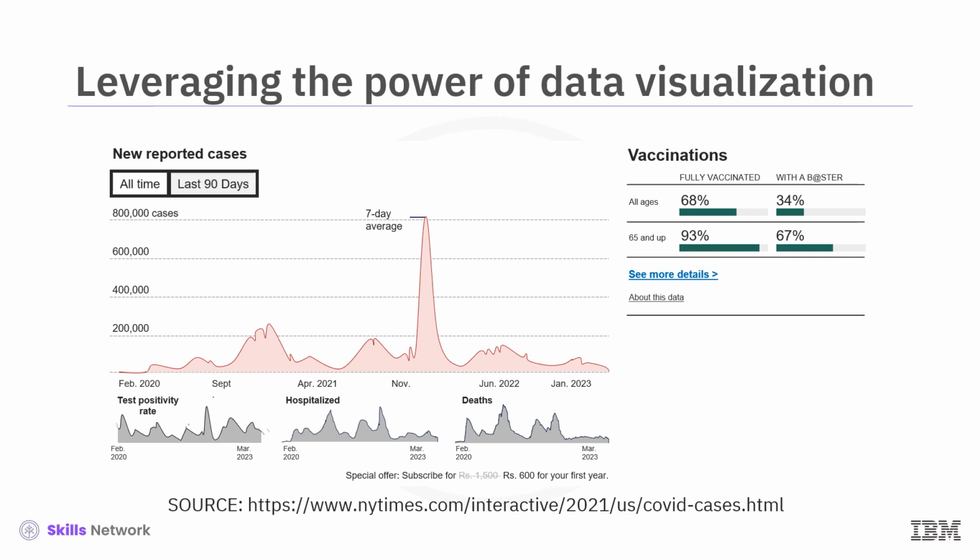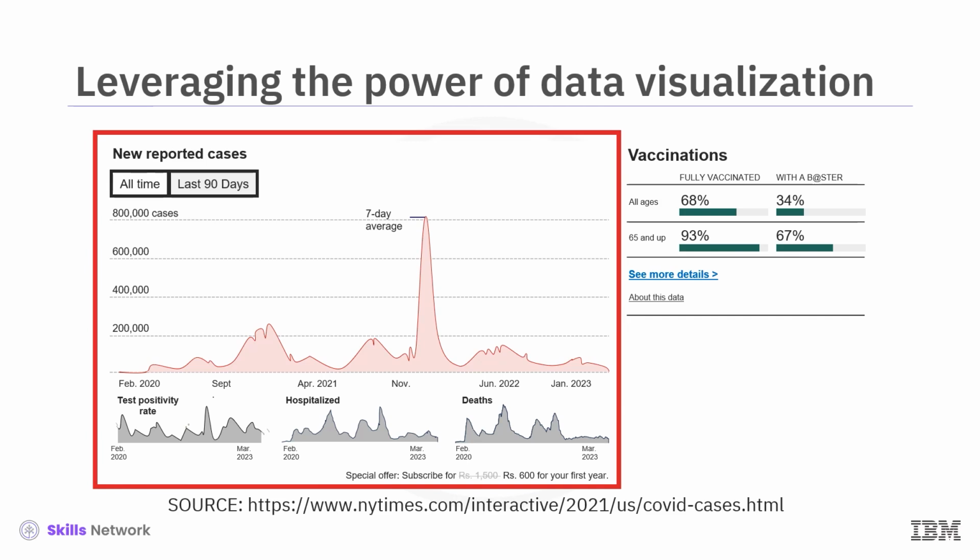The New York Times, a well-known news publication, has used data visualization to help people understand the impact of the COVID-19 pandemic in the United States. The number of daily new reported cases and the number of deaths are shown through a line graph, and the vaccinated population percentage is displayed using a bar graph.